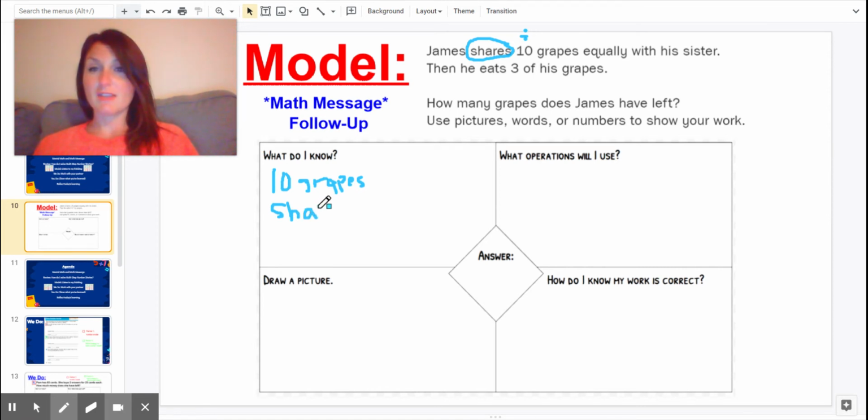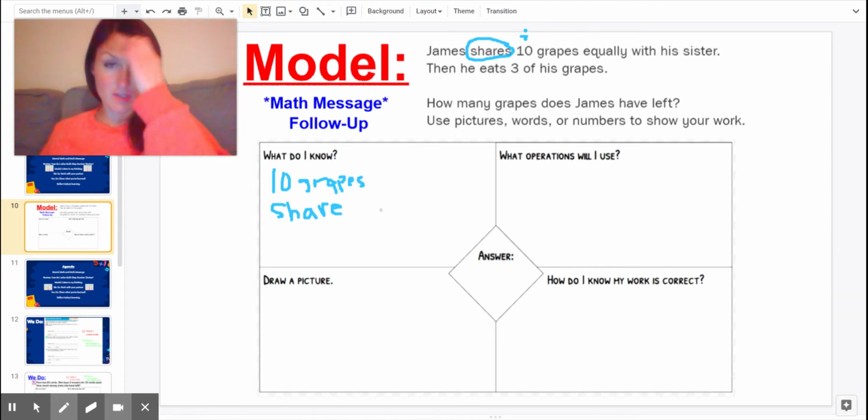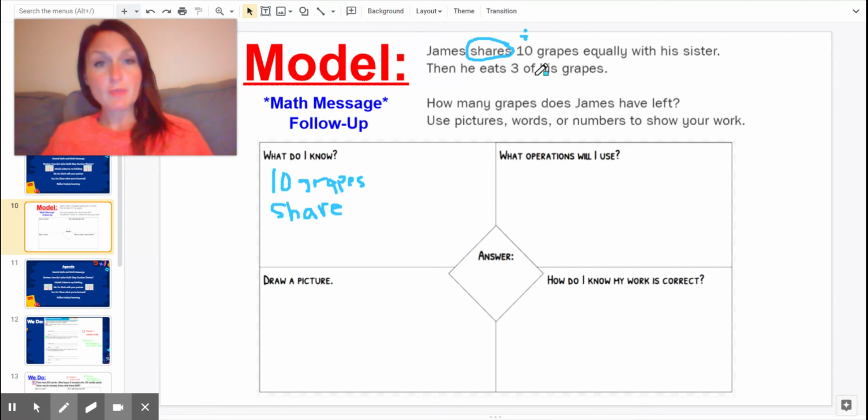So what are some things that I put in here so far? Well, that's right. I'm putting the important words. I'm putting the words that are helping me figure out how to solve this problem. Okay, so there's 10 grapes and it's sharing. So I'm going to put that means divide, I think. Okay, and then it says, then he eats 3 of the grapes. Okay, so I'm going to say 3 eaten. That's important.